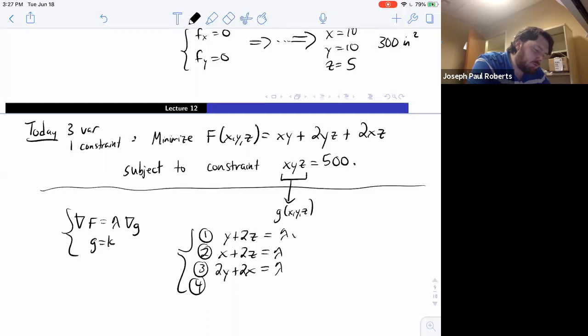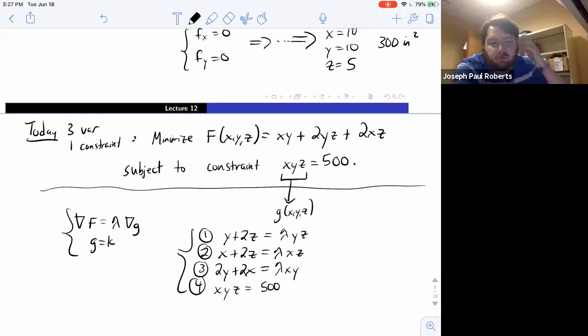So the x partial of g is yz, the y partial of g is xz, and the z partial of g is xy. And then again, I highly recommend not forgetting to include your constraint here, which functions as our fourth equation, which we need because we have x, y, z, lambda, four variables, so we need four equations. Okay. And so I guess there's a few things you could do here.